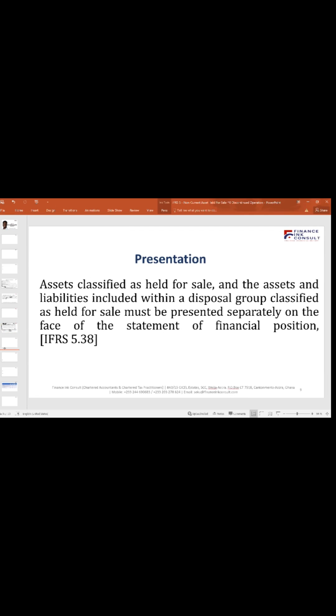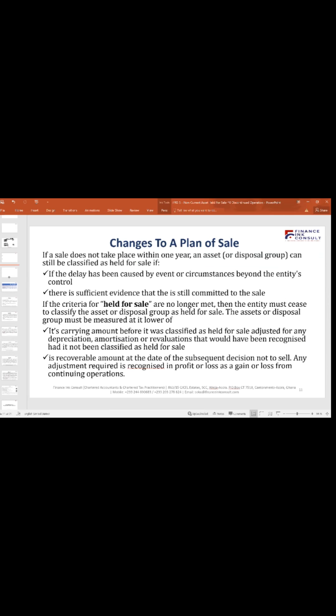Presentation. We talked about how it should be measured; now, how it should be presented in the financial statements. Assets classified as held for sale and the assets and liabilities included within a disposal group must be presented separately on the face of the financial statement. Okay, so changes to a plan of sale.